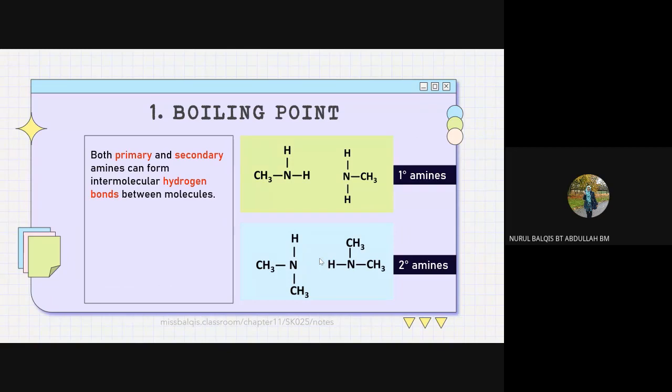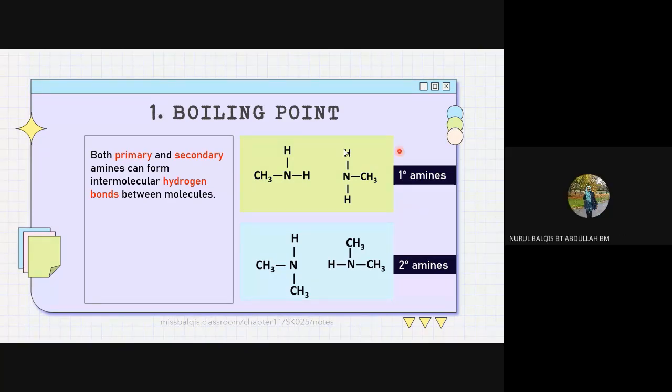As for boiling point, we are going to look at the intermolecular forces. The molecules we are going to look at are the amines. We know amine originates from NH3, but once a hydrogen is replaced with an alkyl group, it becomes a primary amine. When we replace two, it becomes a secondary amine. Both primary and secondary amines on your slide can form hydrogen bonds. Why can they form hydrogen bonds? Can anyone tell me what in primary and secondary amines allows them to form hydrogen bonds between themselves?